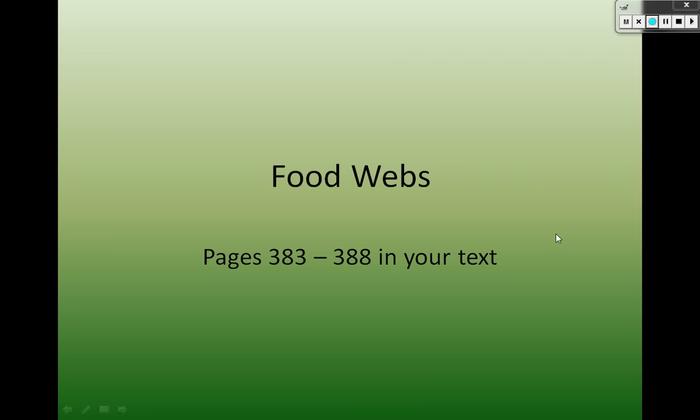These are notes on food webs, and they're on pages 383 to 388 in your text. I recommend just glancing through that, just in case there's some information that you didn't have before, just so you can be aware of what all is in there.